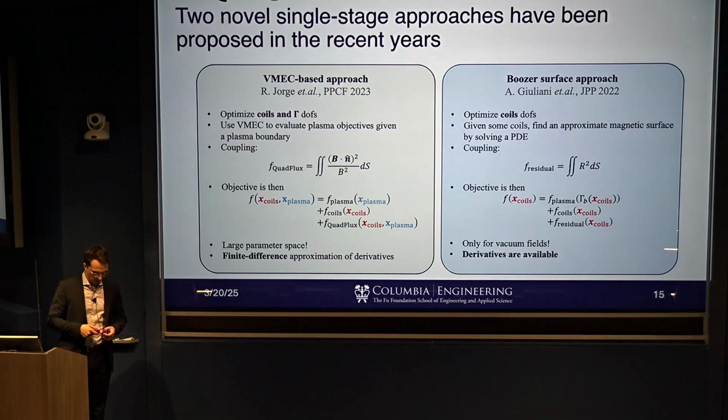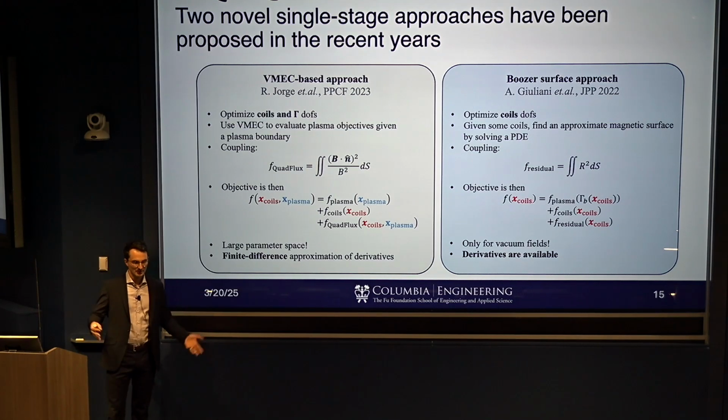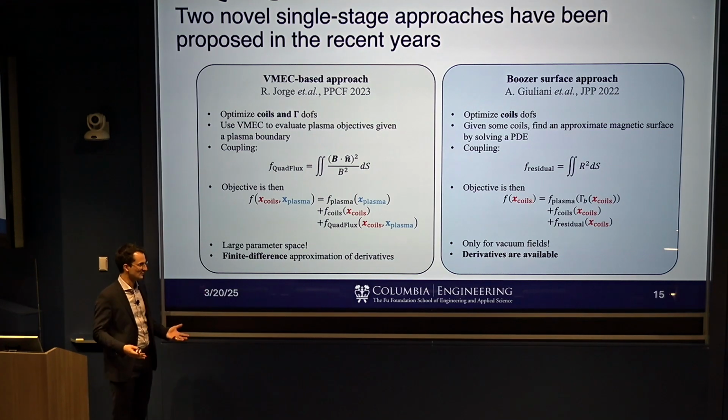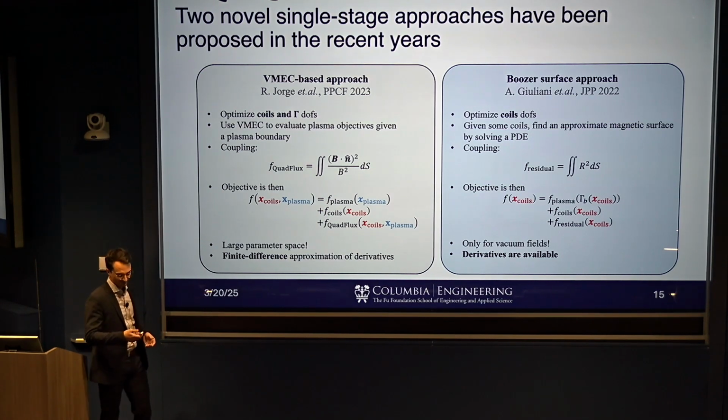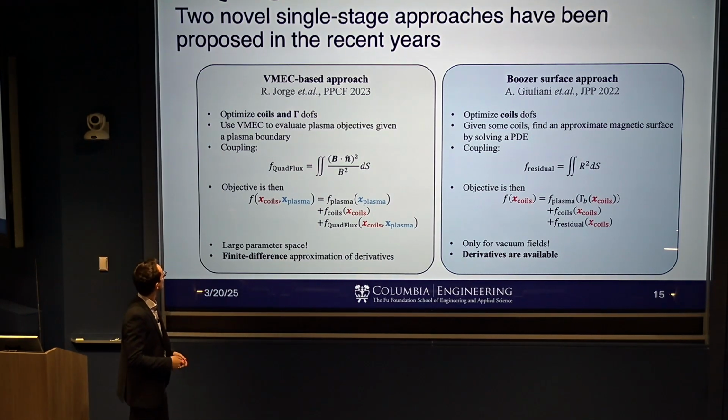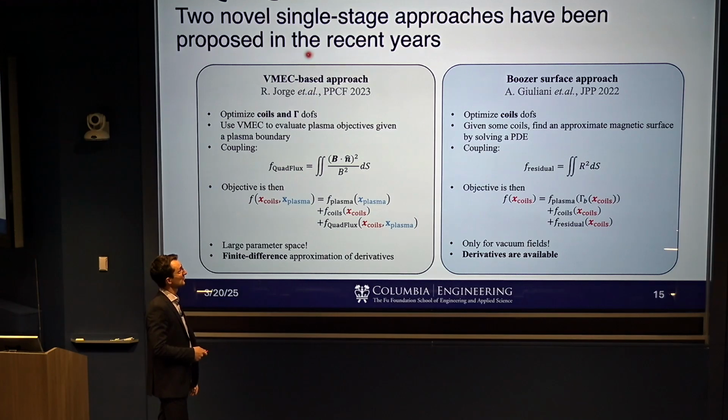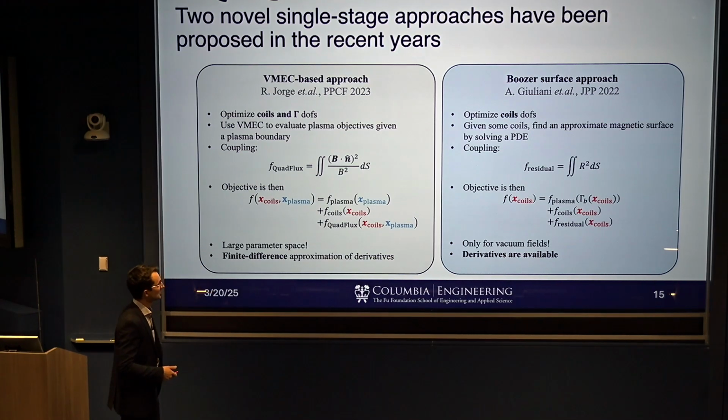Now, luckily, in recent years, two people in this collaboration have proposed different single-stage optimization approaches. Rogerio Jorge proposed what we call here the VMEC-based approach, and Andrew Giuliani proposed what we call the Boozer surface approach. So let me just go quickly through these two approaches and tell you some of the pros and cons about them.